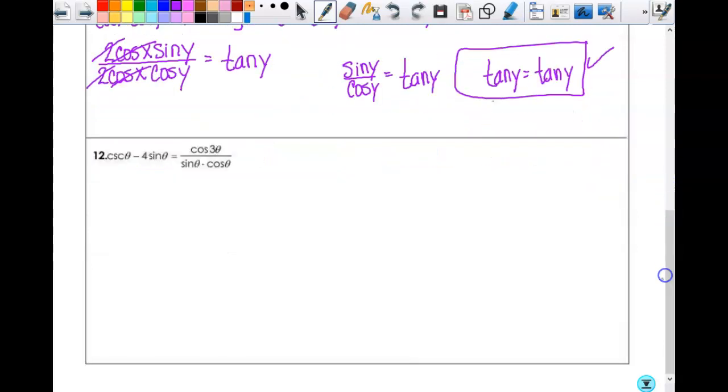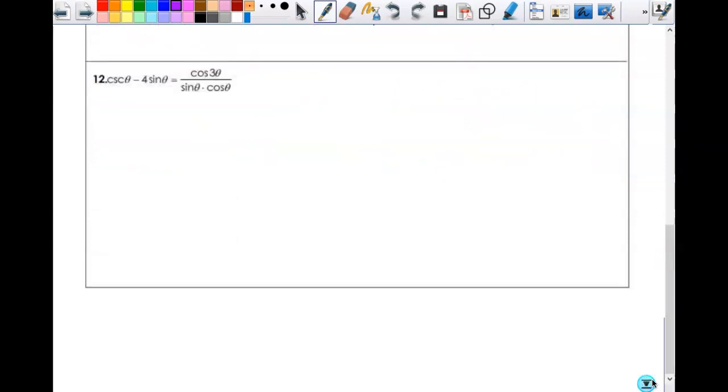Okay, number 12. I'm going to warn you before we get into this that you need to write small, because I should have made your box a little bit bigger. Okay, so cosine theta minus 4 sine theta equals cosine 3 theta over sine theta cosine theta. So which side looks more complicated is totally a matter of opinion. Sometimes we don't make the best decisions, and if you start working with the left-hand side and you feel like it's not taking you anywhere, then you might want to rethink that and go back and look at working with the other side.